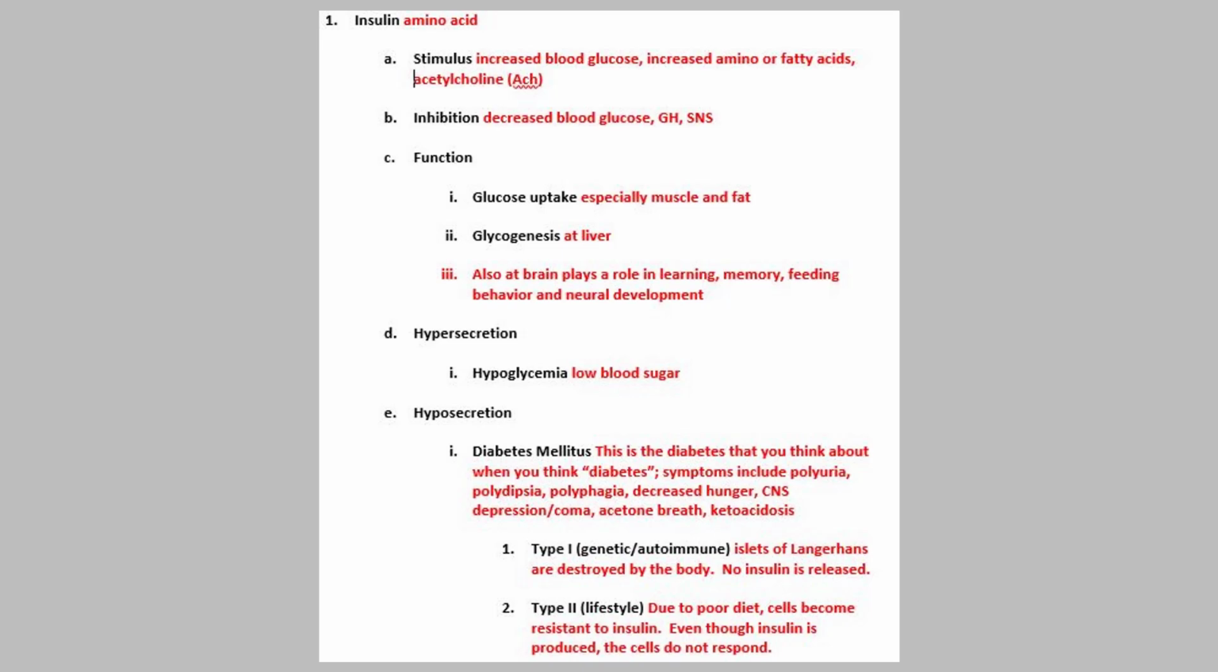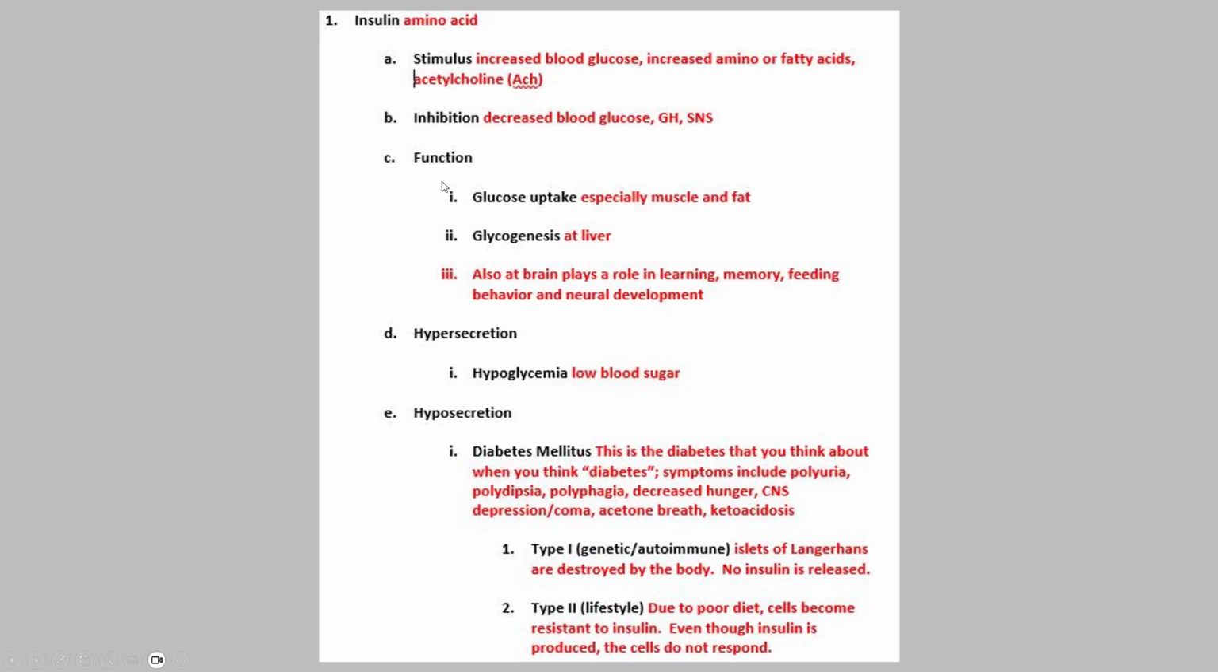Now, we don't always want insulin to be released. So how do we make sure that it's not released? How do we inhibit it? Well, when there's a drop in blood glucose, we don't want insulin to be released. But also, the hormone growth hormone inhibits insulin. It doesn't so much inhibit its release, it does a little bit, but it inhibits its activity. And the sympathetic nervous system. When we have our sympathetic nervous system activated, it blocks insulin release.